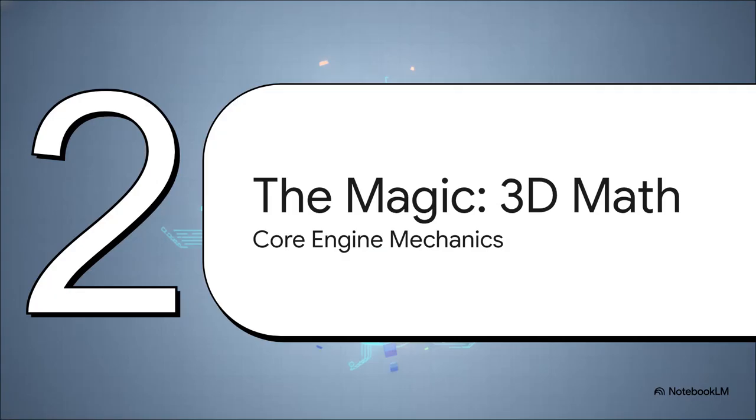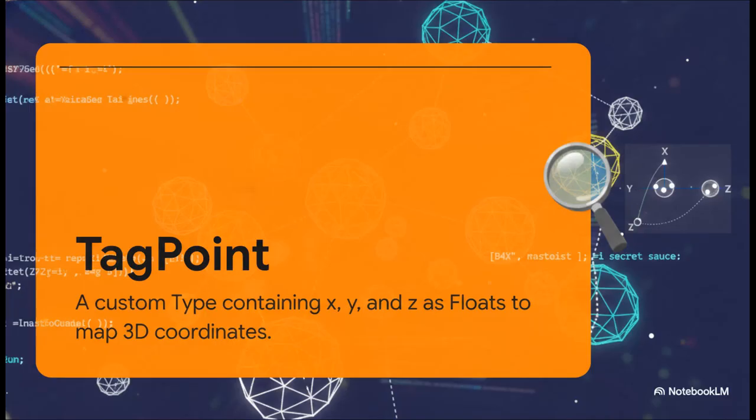Which brings us to part 3, the magic of 3D math and understanding the core engine behind it all. It all starts with one fundamental data structure, the tag point. Every single item in your sphere gets one of these. It holds X, Y, and most importantly, Z coordinates as floats. X and Y handle where the item sits on the screen, but that Z coordinate, that's the secret sauce right there. That Z value is constantly tracking how deep into the virtual screen that item is sitting at any given moment.